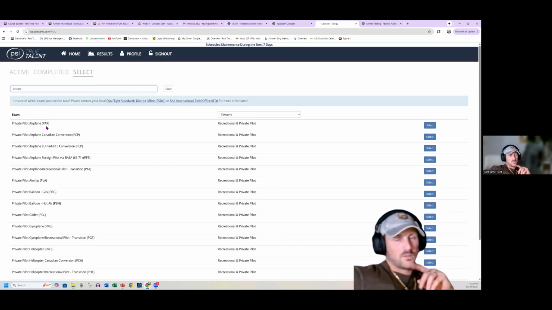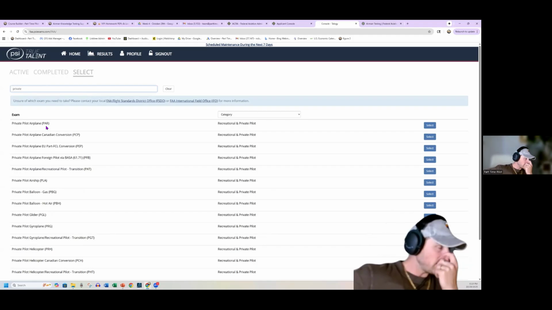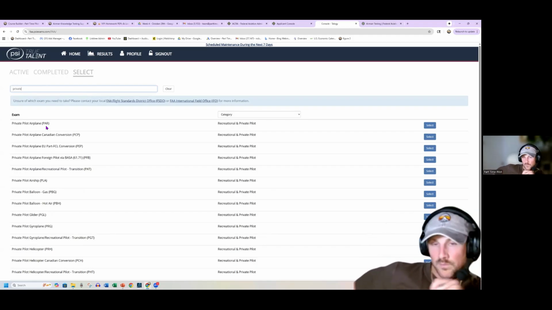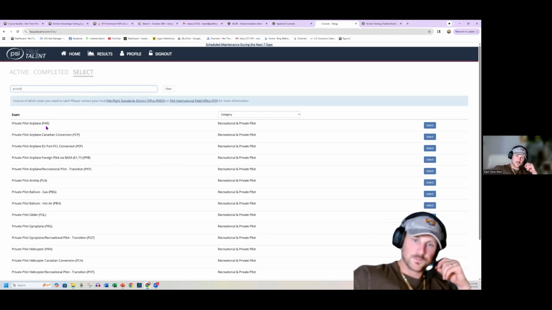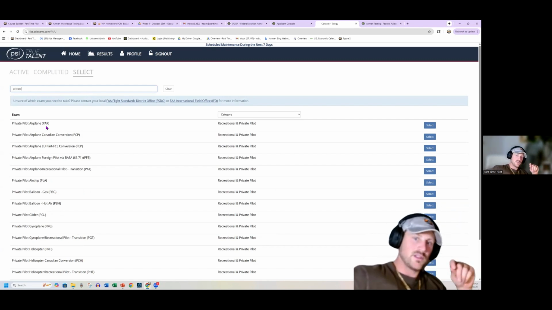You do not use the same website for a check ride. Check ride is like old school. You just have to find an examiner and contact them. It's like the Wild West, man. There are some websites that show examiners in the area.